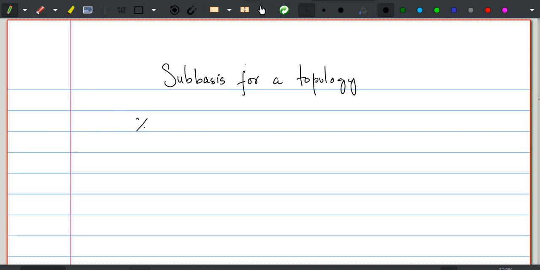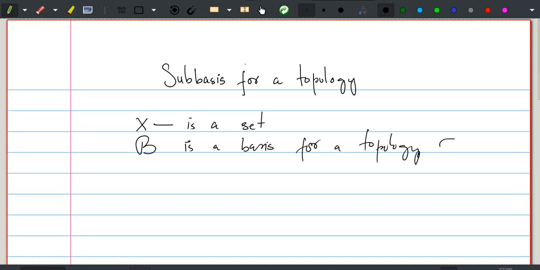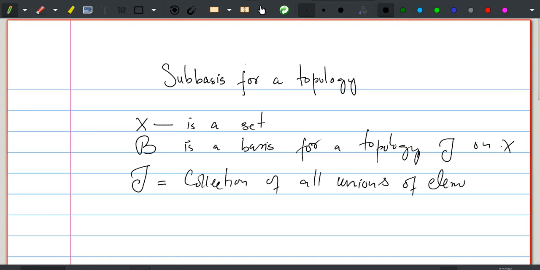So, if we have a set X, and B is a basis for a topology, say T on X, then the result says that this T is actually the collection of all possible unions of elements of B.